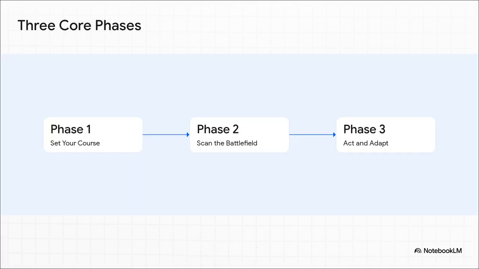And the whole method is broken down into three pretty straightforward phases, which makes it much easier to remember. First, you set your course. Second, you scan the battlefield. And third, you act and adapt. Let's dig into what each of those actually means.